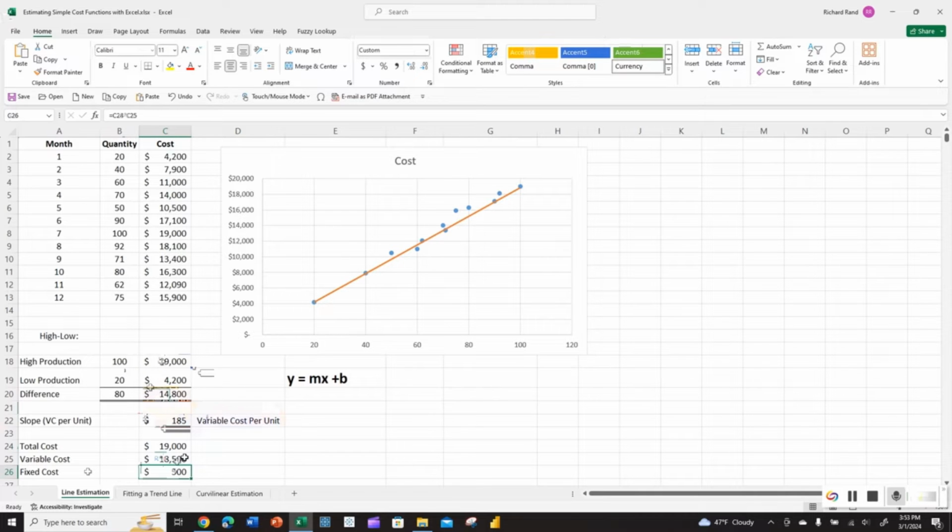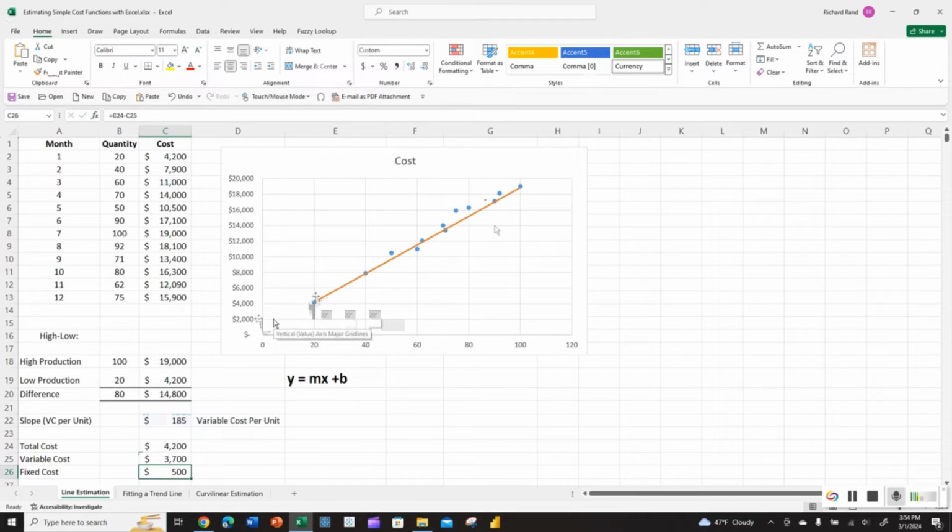Now, we could have also gotten this by starting with the low point. That's 4,200, and our variable cost is 20 units times $185 per unit, and we still would have gotten $500. So we know this line here has a slope of 185, or variable cost per unit of $185 per unit, and it has a y-intercept of $500. That's my fixed cost for this particular function.